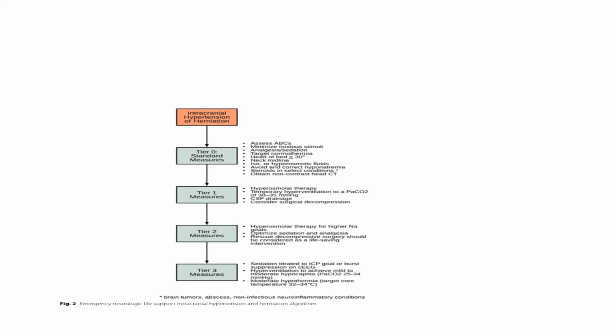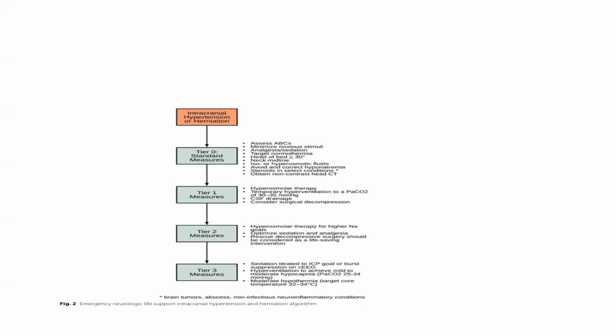Then we should give iso or hyperosmotic fluids. Then avoid or correct hyponatremia. Then give steroids in select conditions. Obtain a non-contrast head CT. And tier 1 measures include you should start hyperosmolar therapy, temporary hyperventilation to maintain the PCO2 in the range of 30 to 35, CSF drainage, and we can consider surgical decompression.